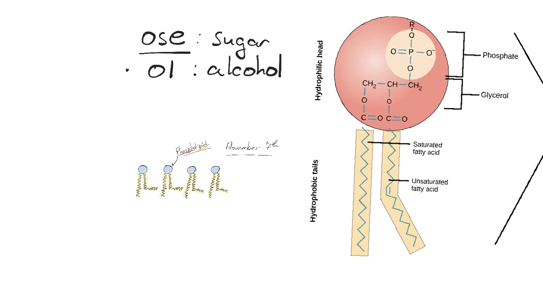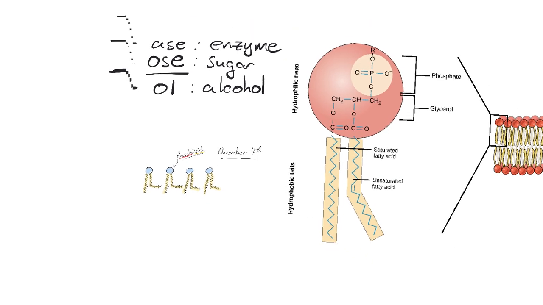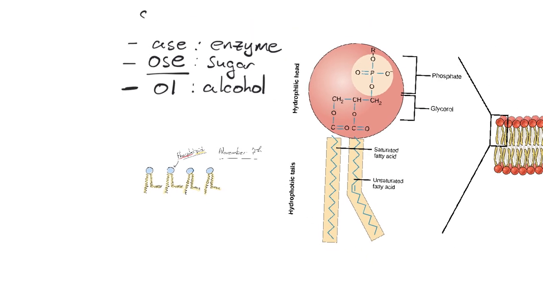So sugar, alcohol, all right. And if you have this 3-letter ending called ASE, then you know it's an enzyme, and we'll talk about enzymes next week. So you have those 3 things. Are we clear? Those are endings, those are suffixes. It'll help you a lot if you know these suffixes.